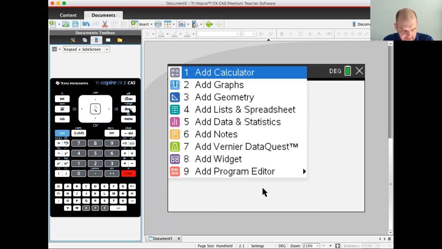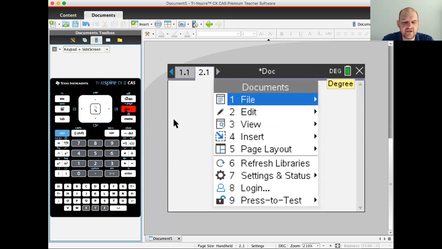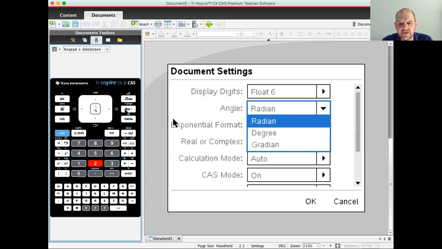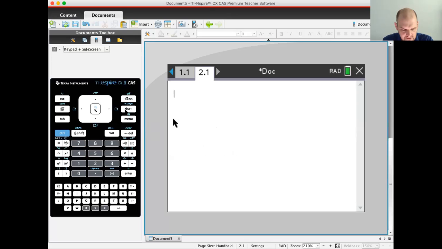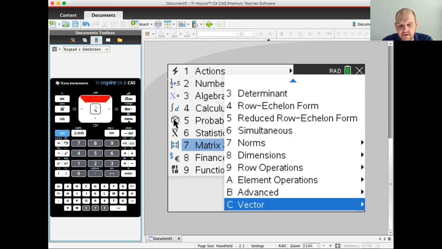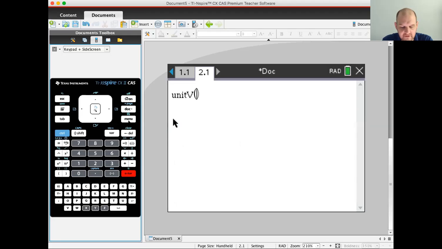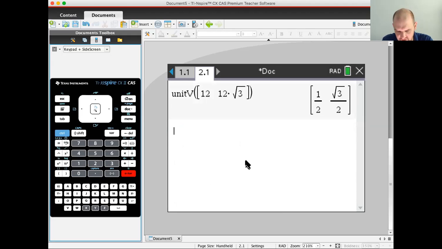All right, so calculator. I'm going to do these in radians. So doc 7.2, and then change to radian, press OK. So we already know, hopefully, that we can press menu 7 and then C, which is 1 up, or literally just press C. And then I can create a unit vector, right? So unit vector, and then I need to do control, open parentheses to get a bracket, and then just do 12 comma 12 square root of 3, and it gives me my unit vector, which is great. That answers that part of this problem.